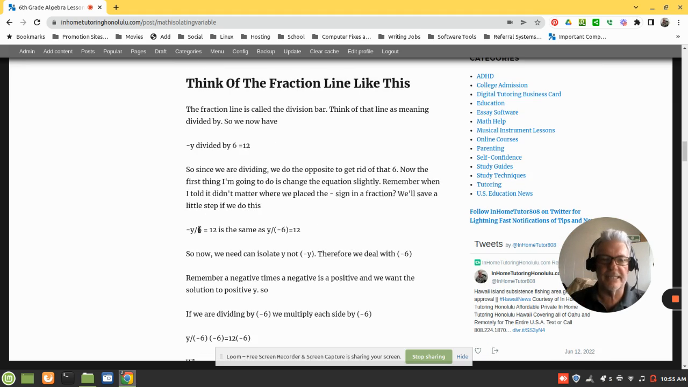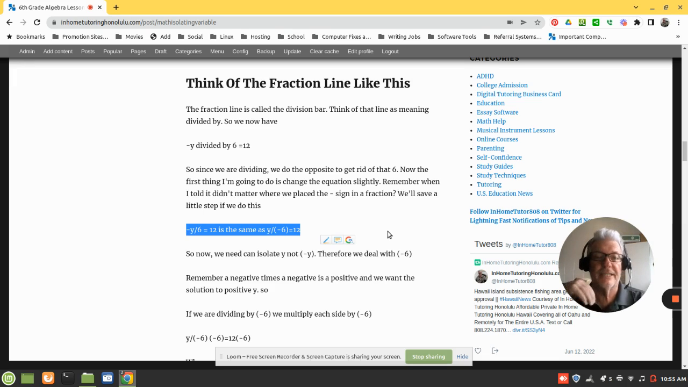All right, let's take a look at that. I'm not going to bother reading that whole paragraph, although there's probably some good stuff in there. I mentioned this earlier. Negative y divided by 6, or negative y over 6 this time, equals 12, is the same thing as y over negative 6 equals 12. You can move that negative sign to the numerator or denominator, that's the top or the bottom, and it's going to give you the same exact answer. So we're going to do that.